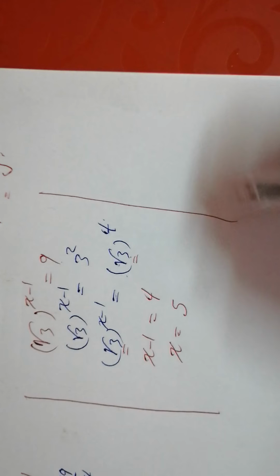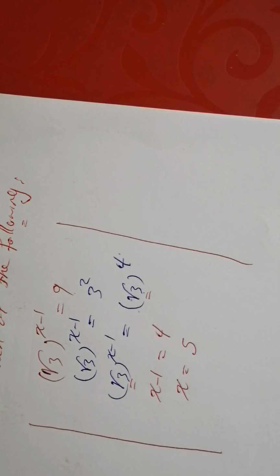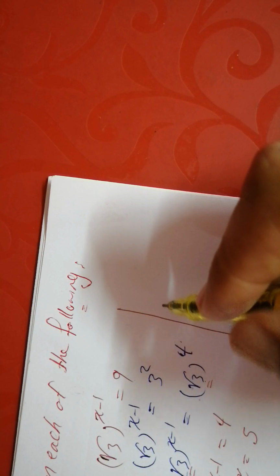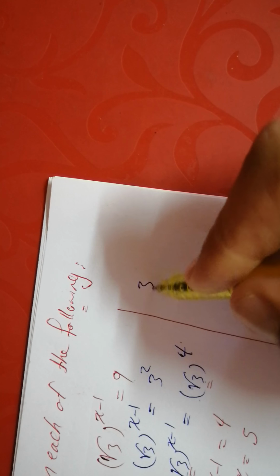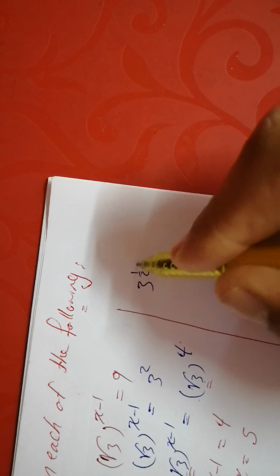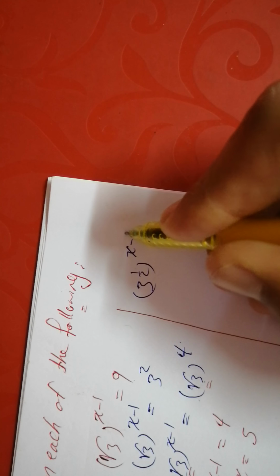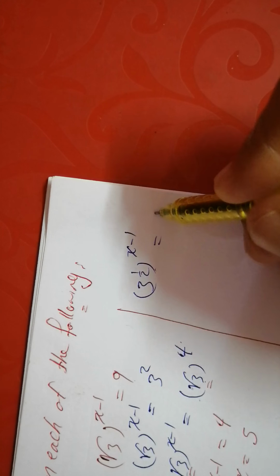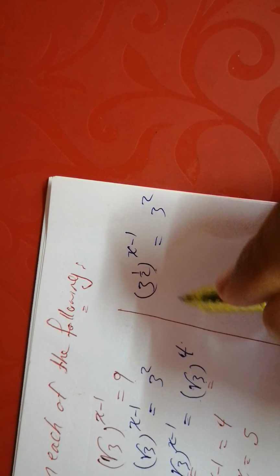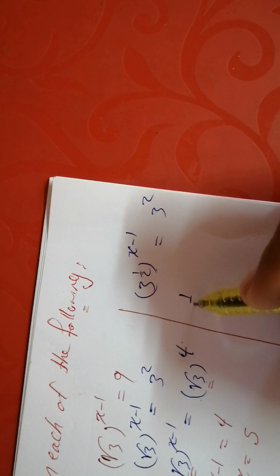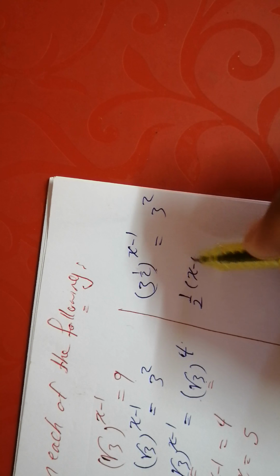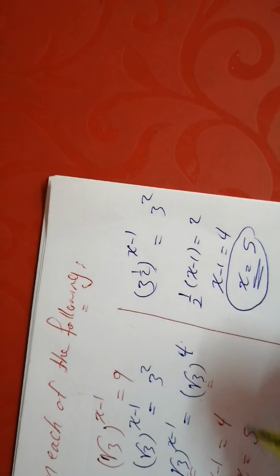Another way to solve this question, please concentrate with me very much, is that we can say the root can be written as half. Again, can be written as half. So 3 power half all power x minus 1, which equals 3 power 2, which equals 9. And then we have half times x minus 1 equals 2. And then x minus 1 equals 4. And then x equals 5. And this is the same result as the first way.